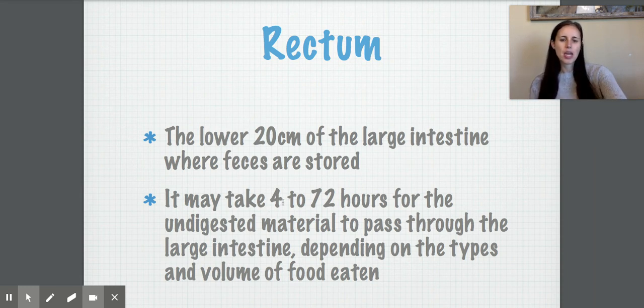So it may take anywhere from 4 to 72 hours for undigested material to pass through the large intestine. So you don't eat something and then 20 minutes later it's out of your system. It takes anywhere from 4 to 72 hours for it to pass through the large intestine. Depends on the amount of food eaten and the type of food that's eaten.